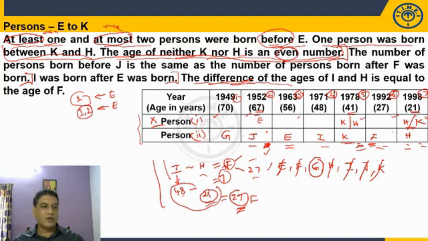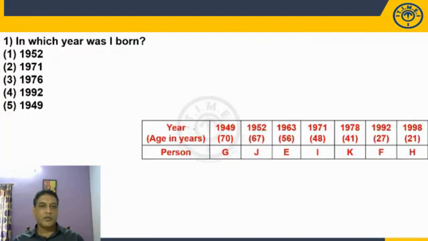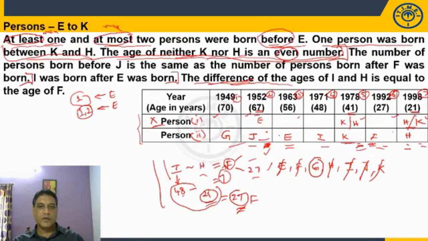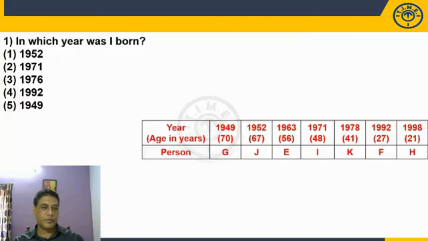Let us go to the questions. So this is the arrangement that we have: G, J, E, I, K, F, H. In which year was I born? I was born in 1971. So choice 2 is the answer.